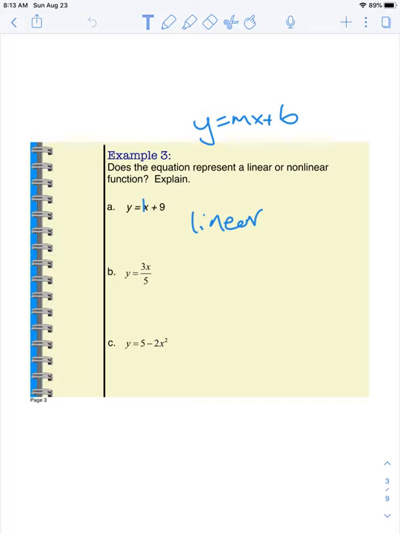Now, B is a little trickier. y equals 3x over 5. We could also write this as y equals 3/5 x plus 0, which then looks like our mx plus b. m is 3/5, 0 is b. So yes, B is linear. And C, I noticed right away that we have an x squared. If x has an exponent, it's non-linear. So when you have an equation and you're looking to see if it's linear or not, notice if there's an exponent. If there is, it's non-linear.